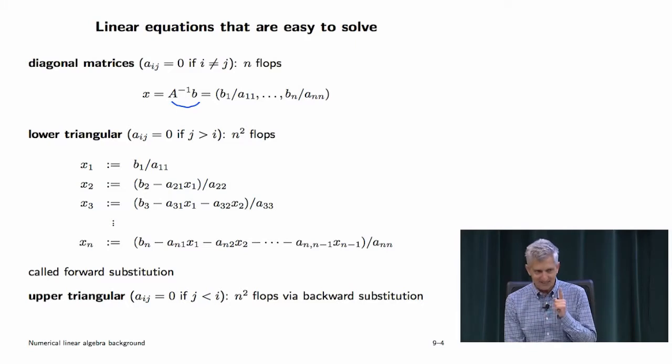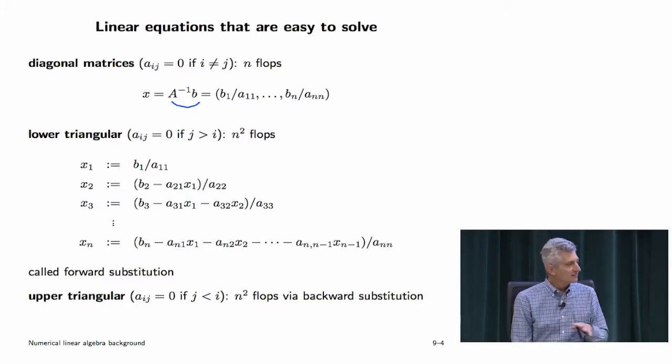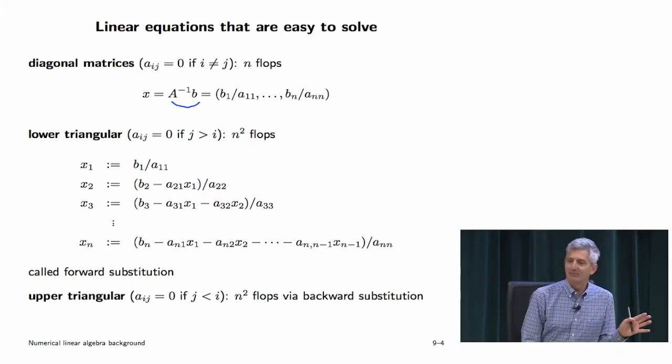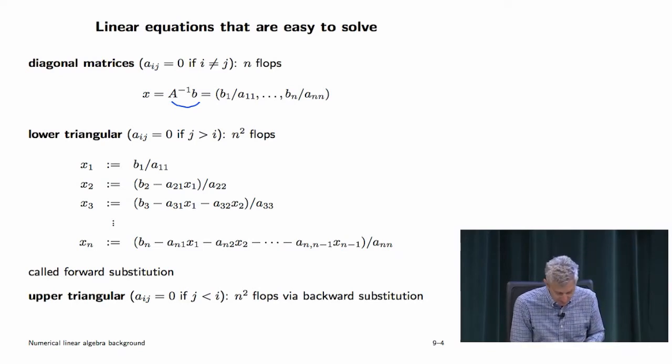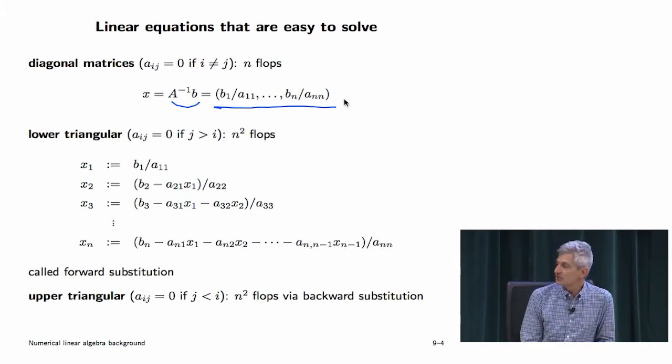Mathematically, the semantics is identical, but you should understand that this is so common. People will even say things like inverting that matrix is easy, and they don't mean inverting the matrix. They mean solving the equation. So here, computing A inverse B, if A is diagonal, is incredibly easy. You just divide. It's n flops, roughly.